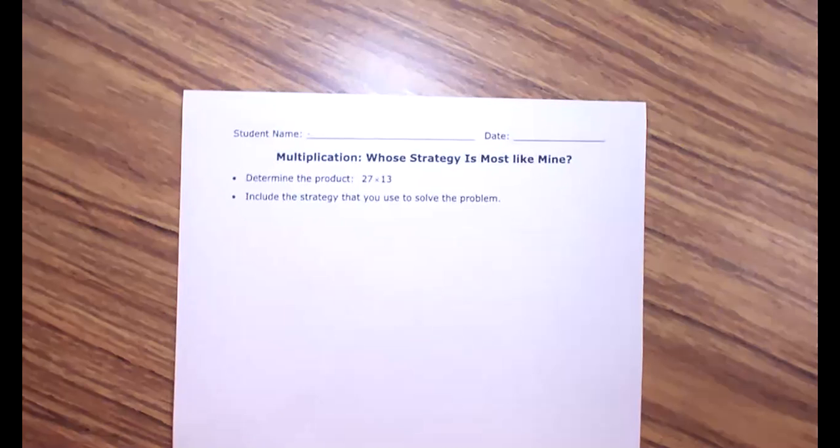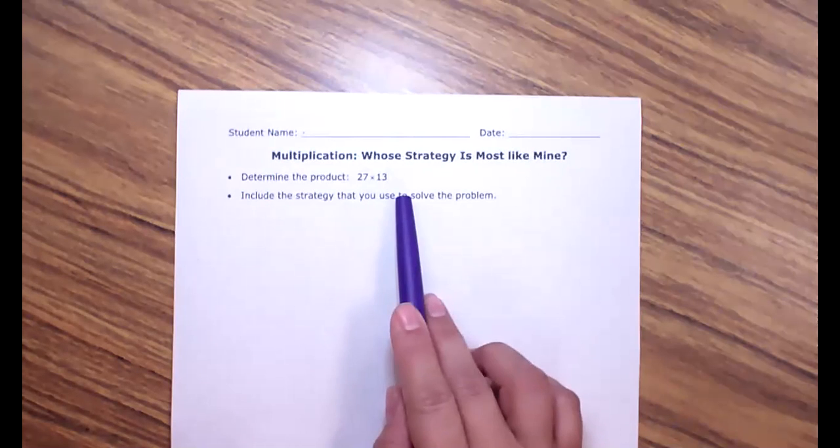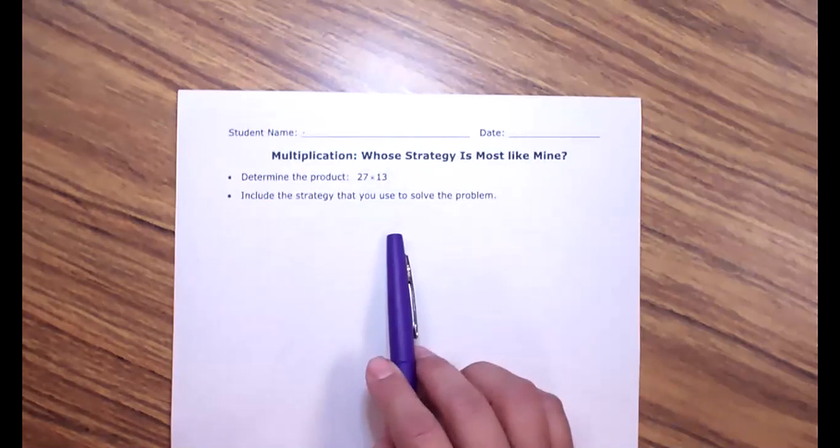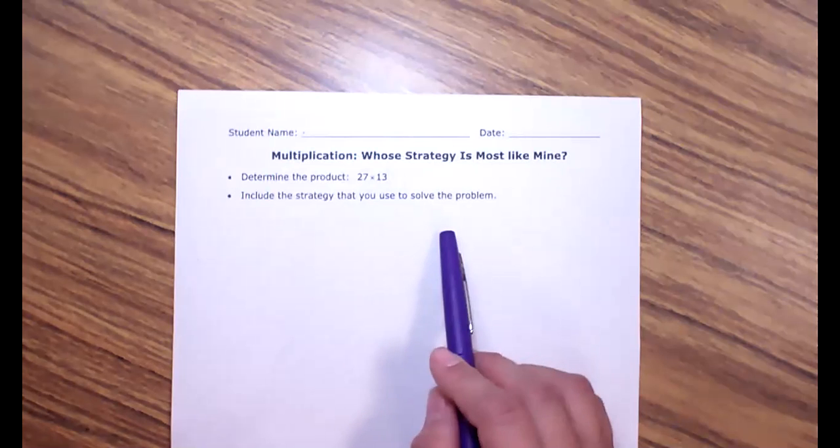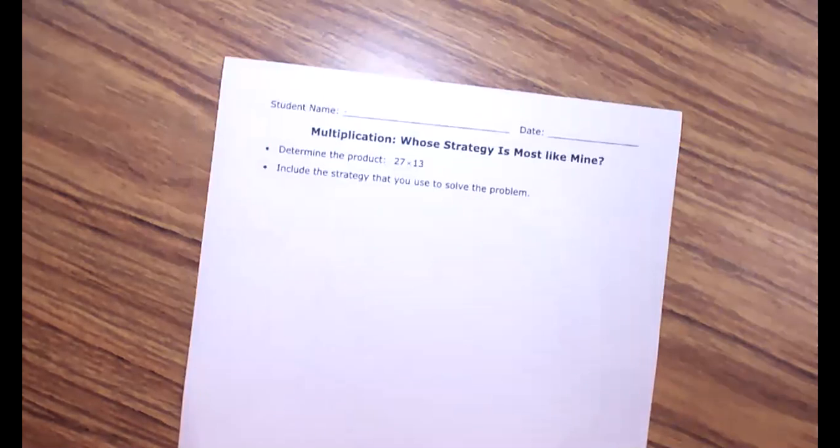Now I'd like for you to take out your math journal so that you can give this a try. It's going to be a simple one, and you're only going to have to do one. Take a look at this problem right here. This one says 27 times 13, and it says to include the strategy that you use to solve the problem. Now, everyone's different. Some kids prefer the area model. Some kids prefer the standard algorithm. It's up to you which one you try, but you try one of them.